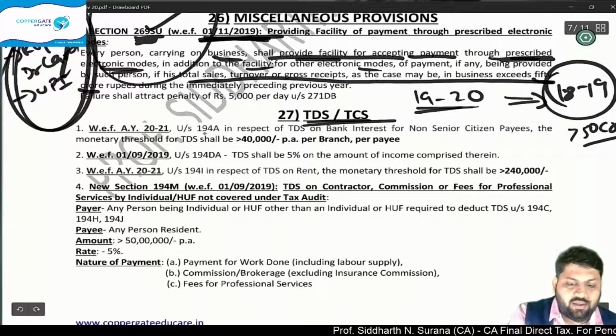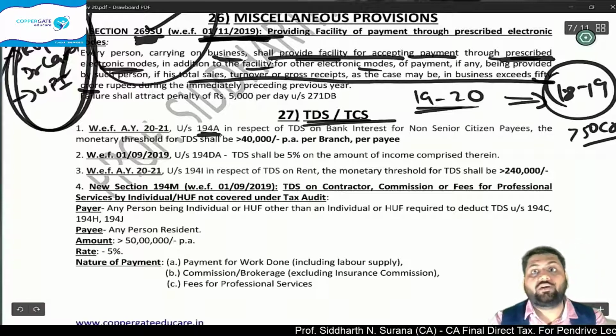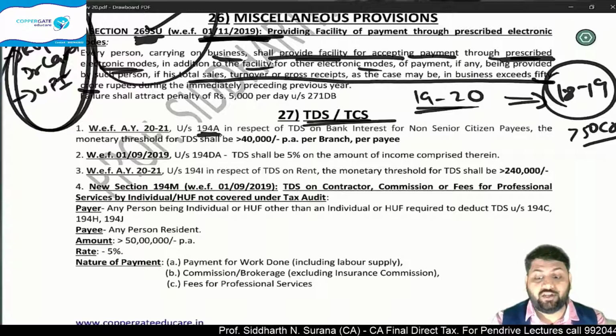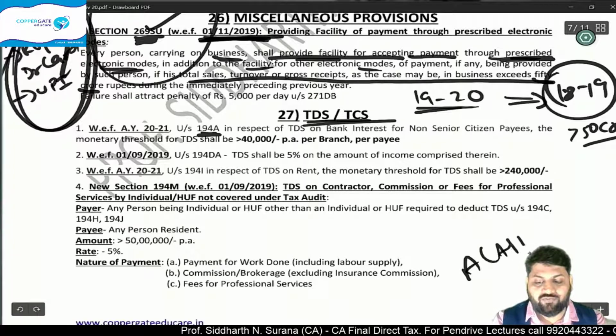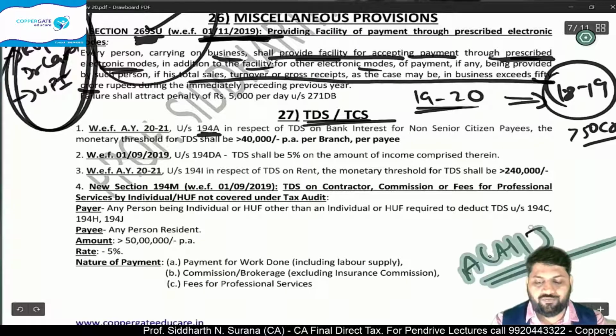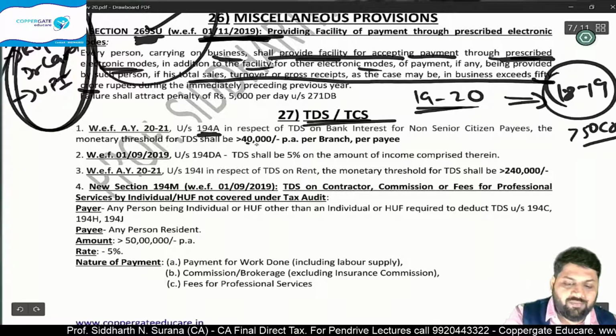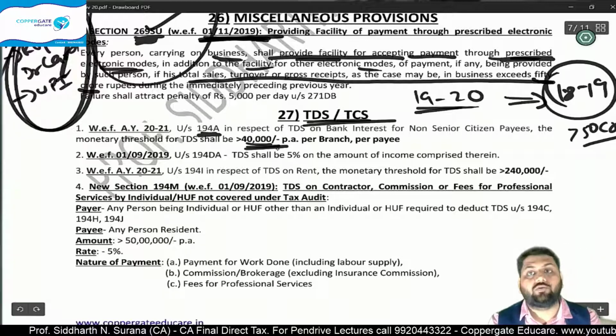First amendment in section 194A. What is section 194A? TDS on interest other than securities. Part of your hot favorite sections of ICAI. Hot favorite section. TDS under section 194A, the monetary limit is increased from 10,000 to 40,000.